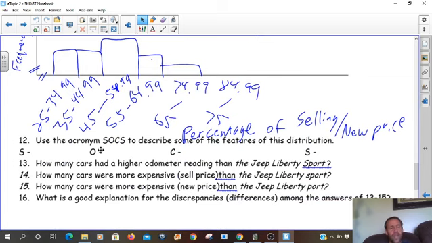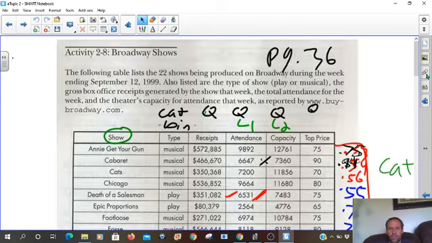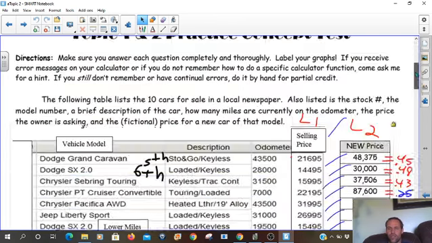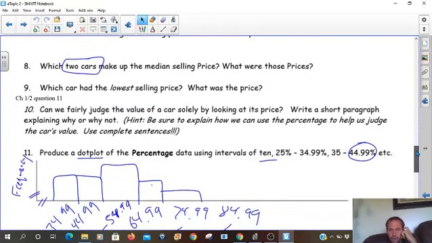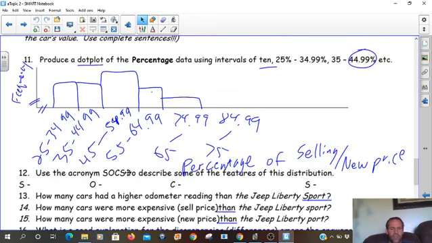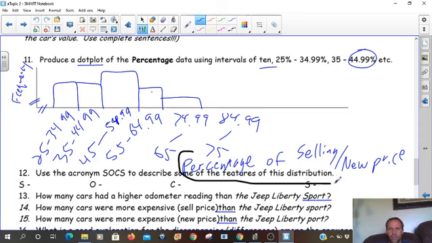Now, question 12. It is asking you to do SOCS of the features of this distribution. So when it says this distribution, it's referring to the percentages of selling price divided by new price, because that's the percentages. Let me write that down. So we're doing it of the percentage of selling price versus new price. Make sure that's what you do SOCS on.